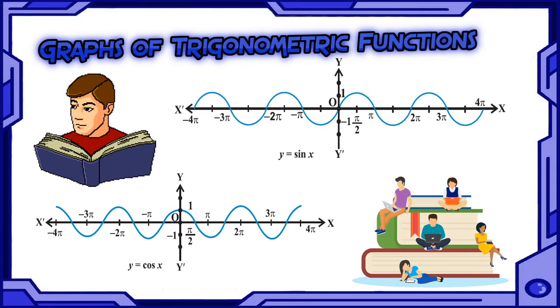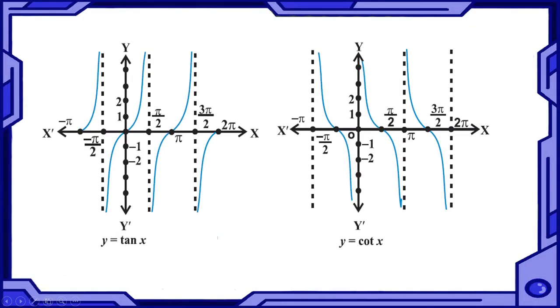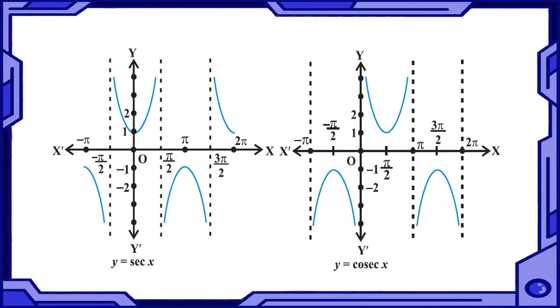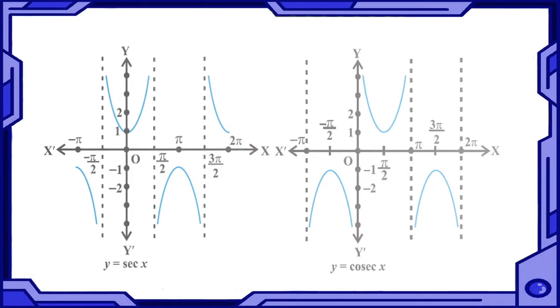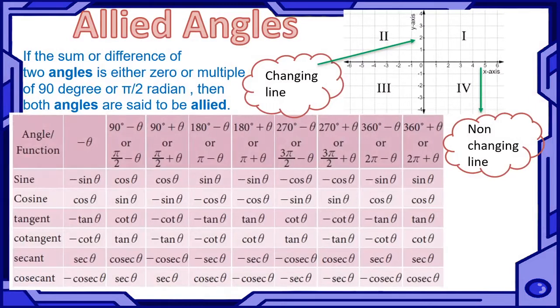So here are the graphs of trigonometric functions. If you look at one graph of sine x, see on x-axis we can take any real number, and on y-axis it will give us minimum minus 1 and maximum 1. Same, you can study the graphs of remaining trigonometric functions and justify their domains and range.